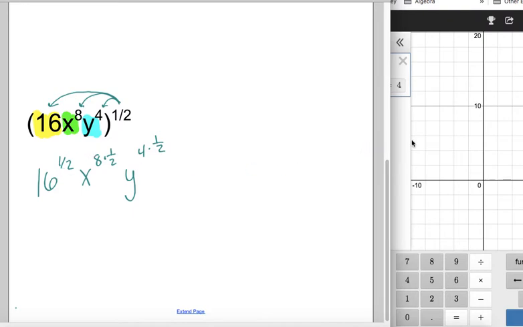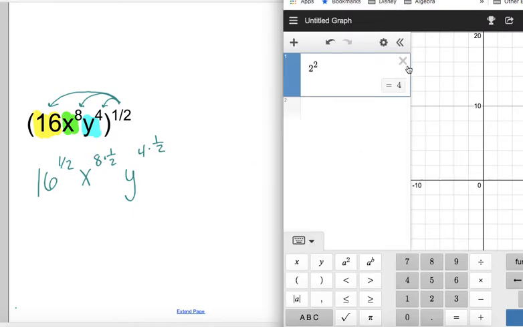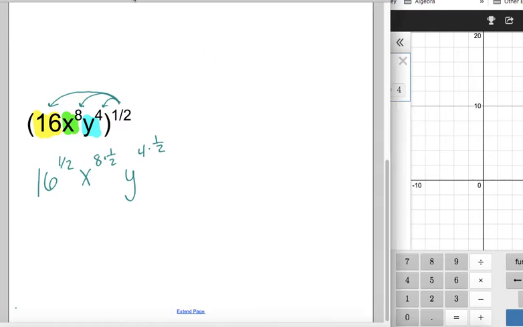So the 16 to the 1/2, I'm going to go over here into Desmos and just show you how we can look at that. So we have 16, and push this A to the B button, and we want to do 1/2. So if you hit 1 and then divide and then 2, you can see it's giving you a 1/2 in the exponent there, and it's giving you a 4.